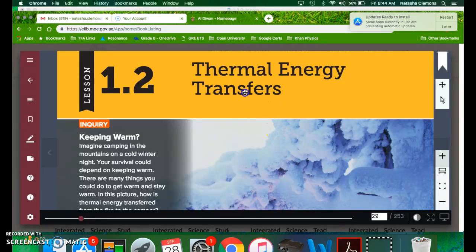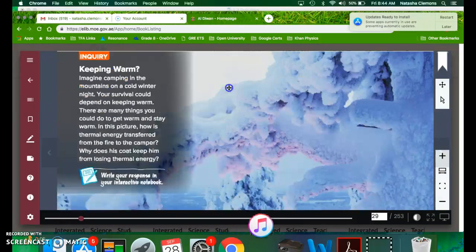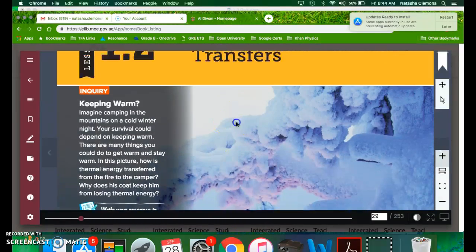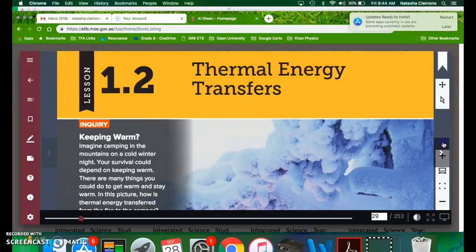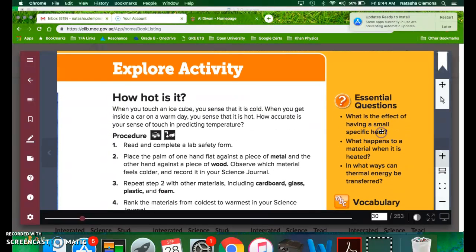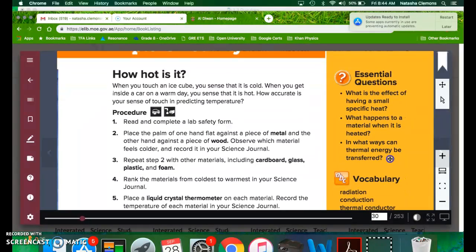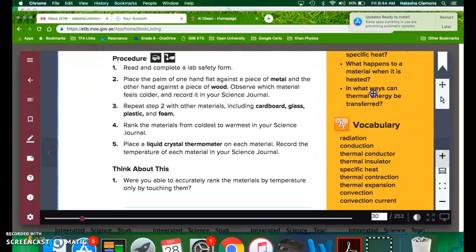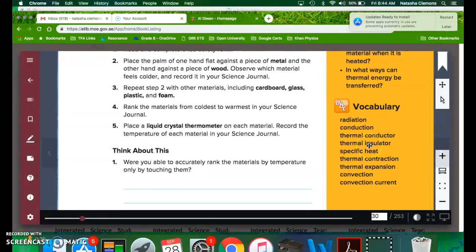Okay, girls, I am on section 1.2, thermal energy transfers. So this is the beginning. And here are our essential questions. What is the effect of having a small specific heat? What happens to a material when it is heated? In what ways can thermal energy be transferred? And here are the vocabulary words.